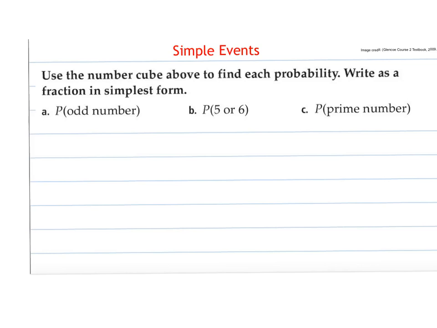So some simple events. Watch or pause and try on your own. Maybe watch one, try some others. Of course, believe in yourself and do your best. So we're using a number cube, a dice, okay? We want to find the probability of each situation or each event here. Remember, it's probability of whatever the event is. And we're going to write it as a fraction in simplest form.